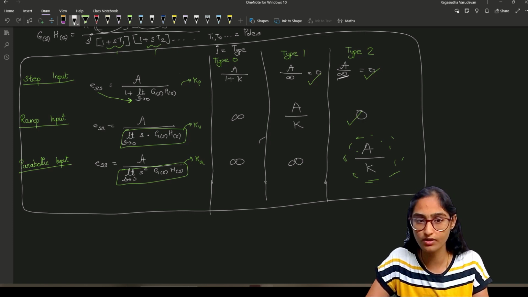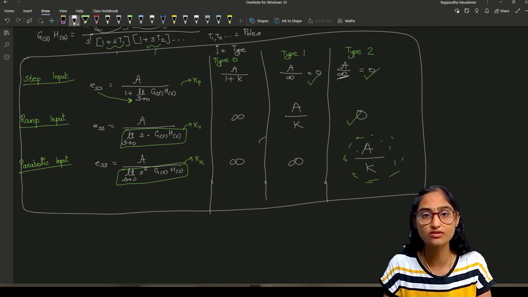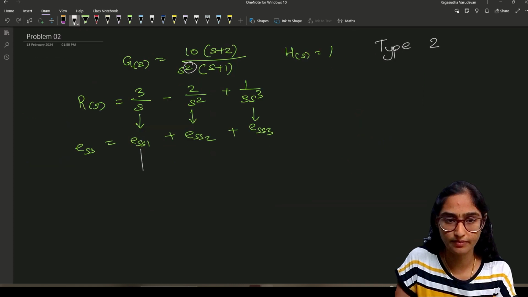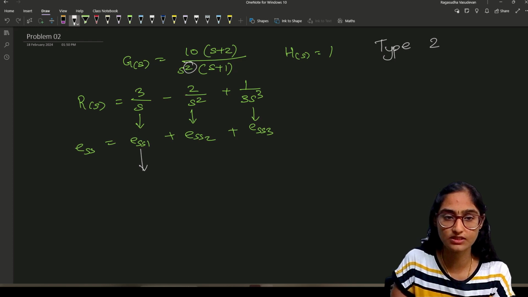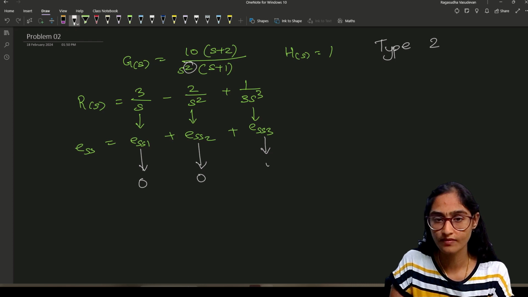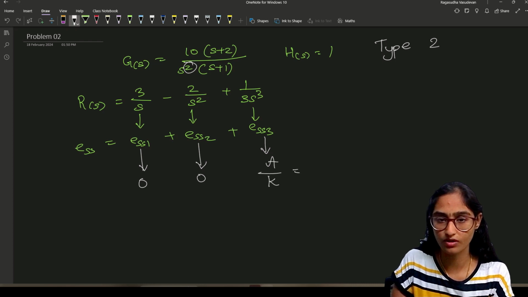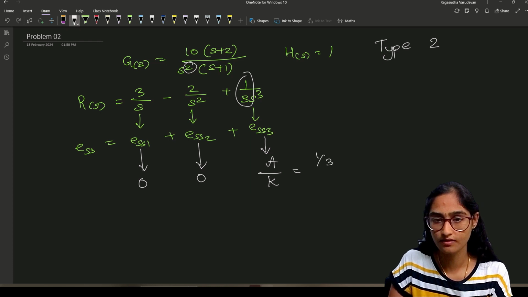Only for a parabolic input you will get a constant error which is A by K. Okay, just by looking at this table you should be able to answer this problem. This is a step input. Okay, the step size A is 3 in this case. So what is ESS1? ESS1 is going to be 0, ESS2 is also going to be 0, and the value of ESS3 will be A by K, and what is A in this case? 1 by 3, right? And what is K?